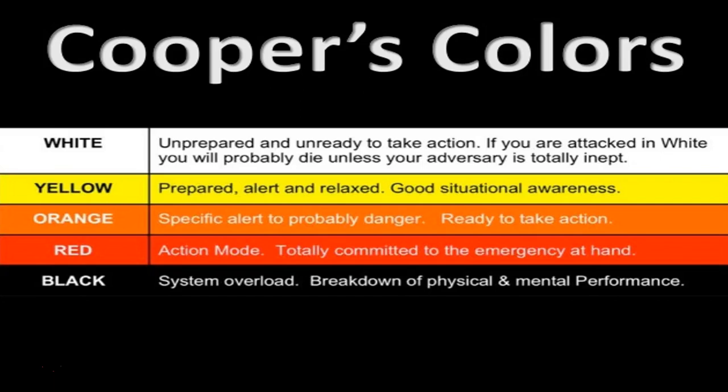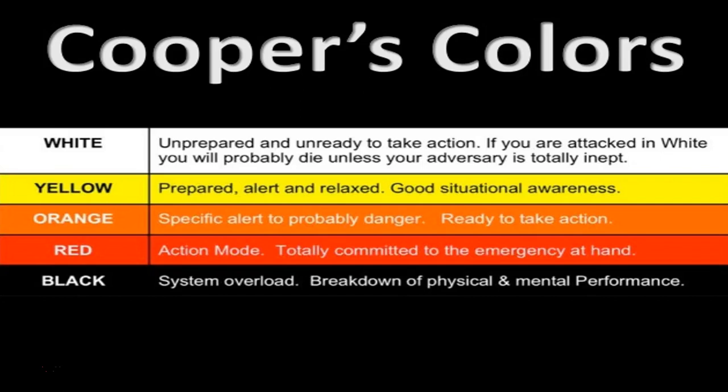So to put it back in context, condition white is unprepared, really not ready to take action. If you're attacked in condition white, you're probably going to die unless your opponent is totally inept. Then there's condition yellow, like we said: relaxed alert, good situational awareness, taking in information. Then orange: specific alert to the probable danger, you're ready to take action. And the very top is condition red, action mode. You're totally committed to the emergency at hand. It's time to do work, time to do whatever, fight, flee, whatever.